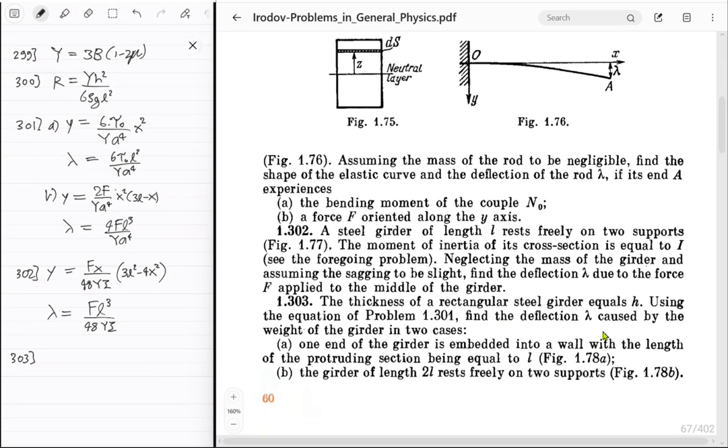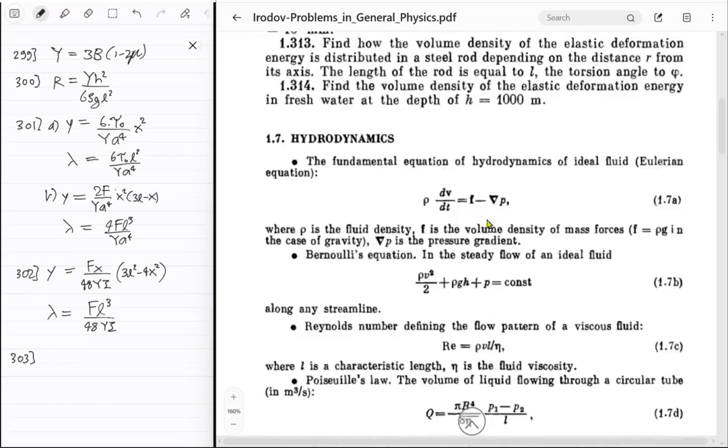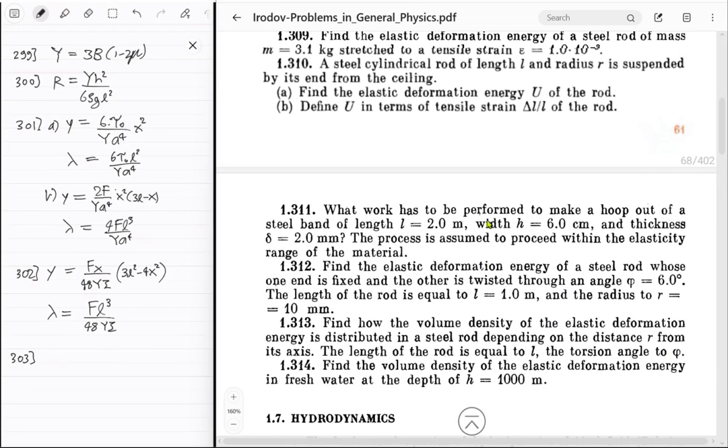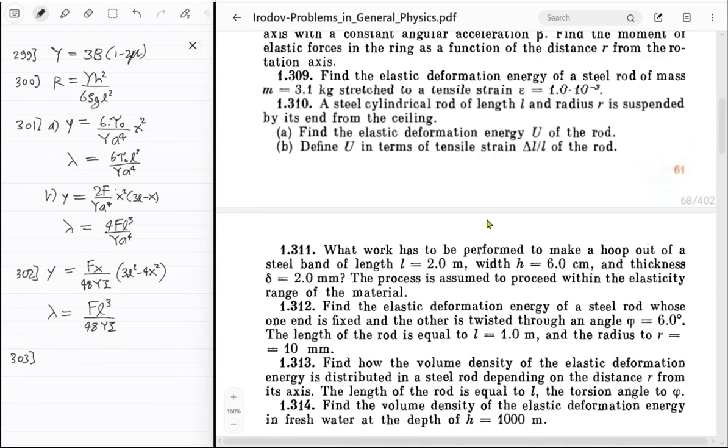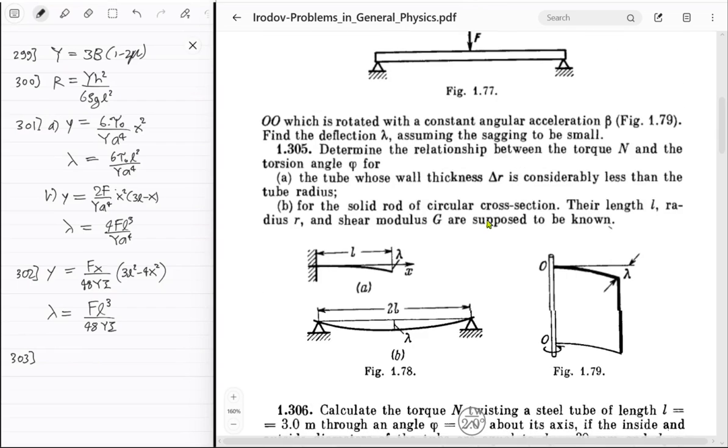Hey, we just did the thing, right? Yeah, we did that for 300, except we actually didn't figure out the y value. We should have done that. Ah, whatever. And a girder of length 2L rests freely on two supports. You also have to figure that out. It's gonna take forever, right? Oh yeah, it is going to take forever, I guess. But hey, let's do it.